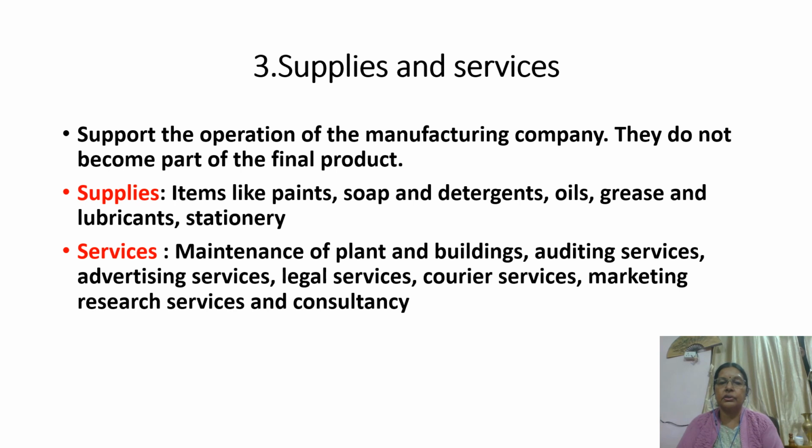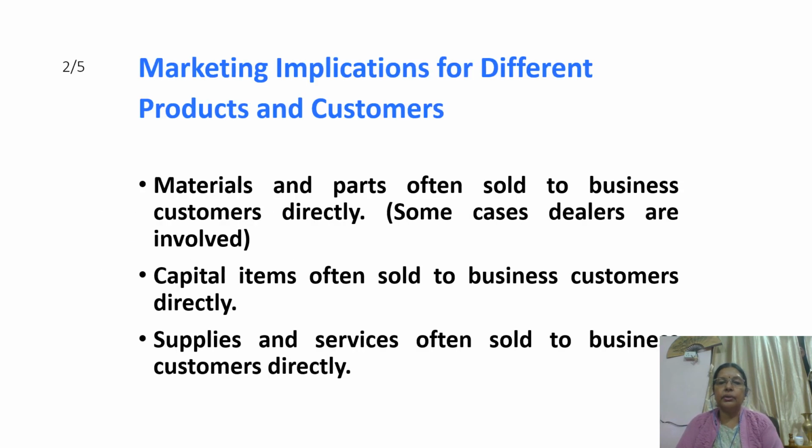So these supplies and services is one of the industrial products which is sold by B2B marketers. Then you have capital items and materials and component parts which is also sold by the B2B marketers. So these three kinds of industrial products are mainly sold to business customers directly. Sometimes materials and component parts are sold to dealers, like for example car dealers, they purchase from manufacturers the spare parts of their automobiles which they are selling to end consumers. So basically the industrial products are sold to industrial customers or business customers directly.